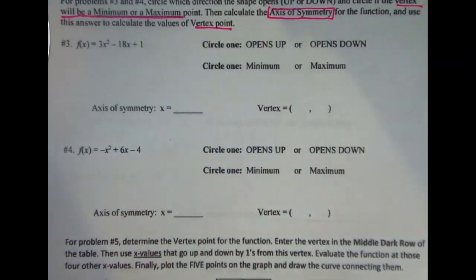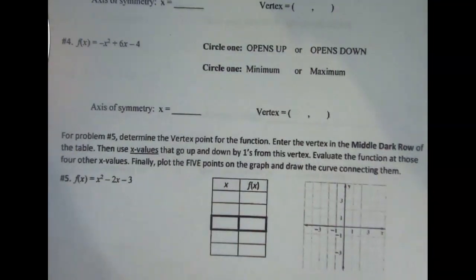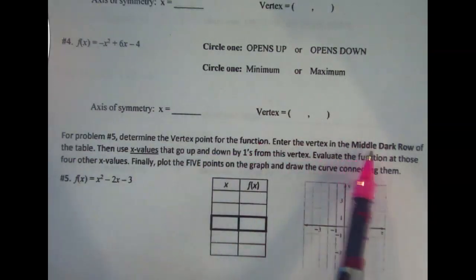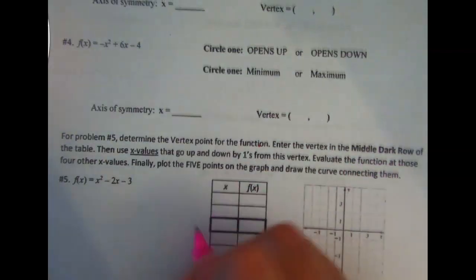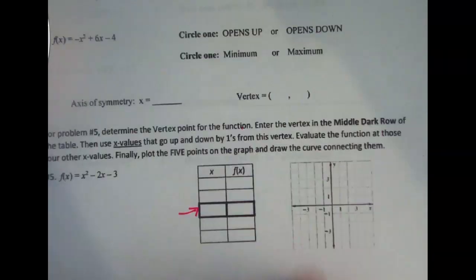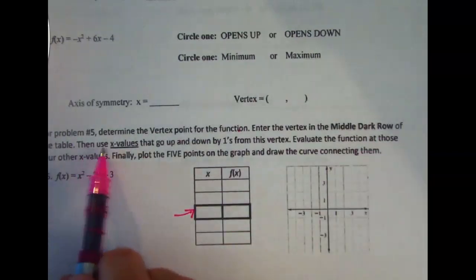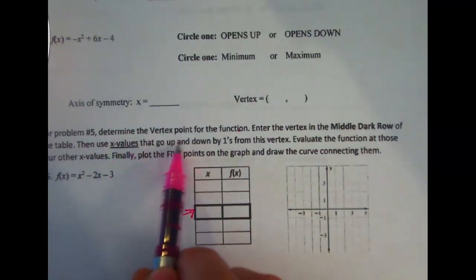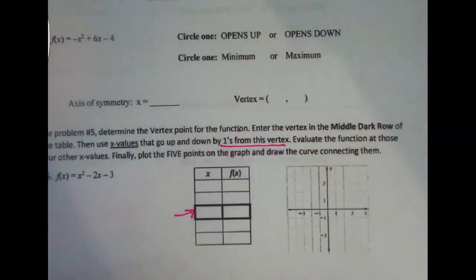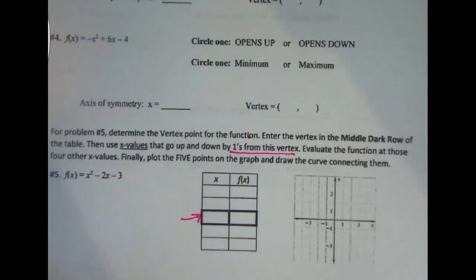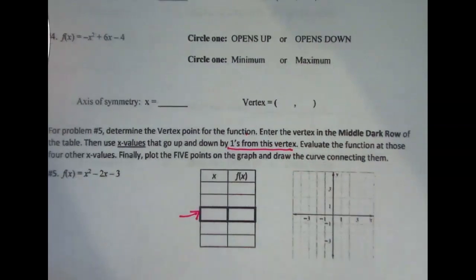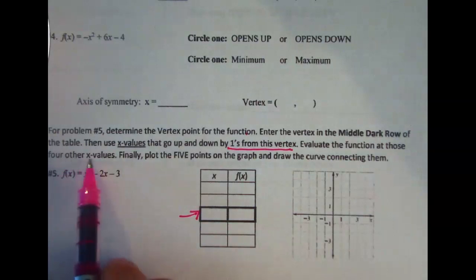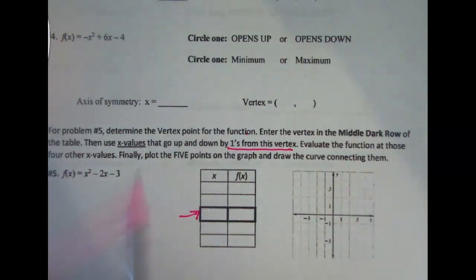All right, let's look at problem 5. You are going to determine the vertex point for the function. Enter the vertex in the middle dark row. That's right here. Then use the x values that go up and down by 1s from this vertex. Evaluate the function at those 4 other x values. Finally, plot the 5 points on the graph and draw the curve connecting them.